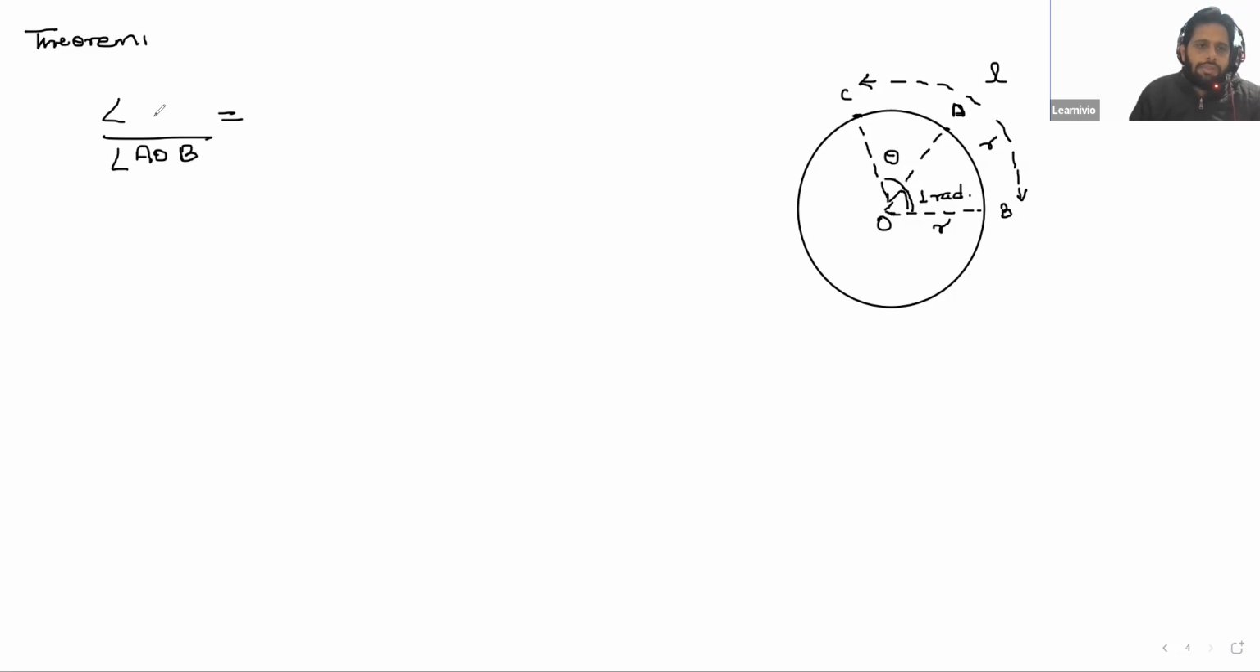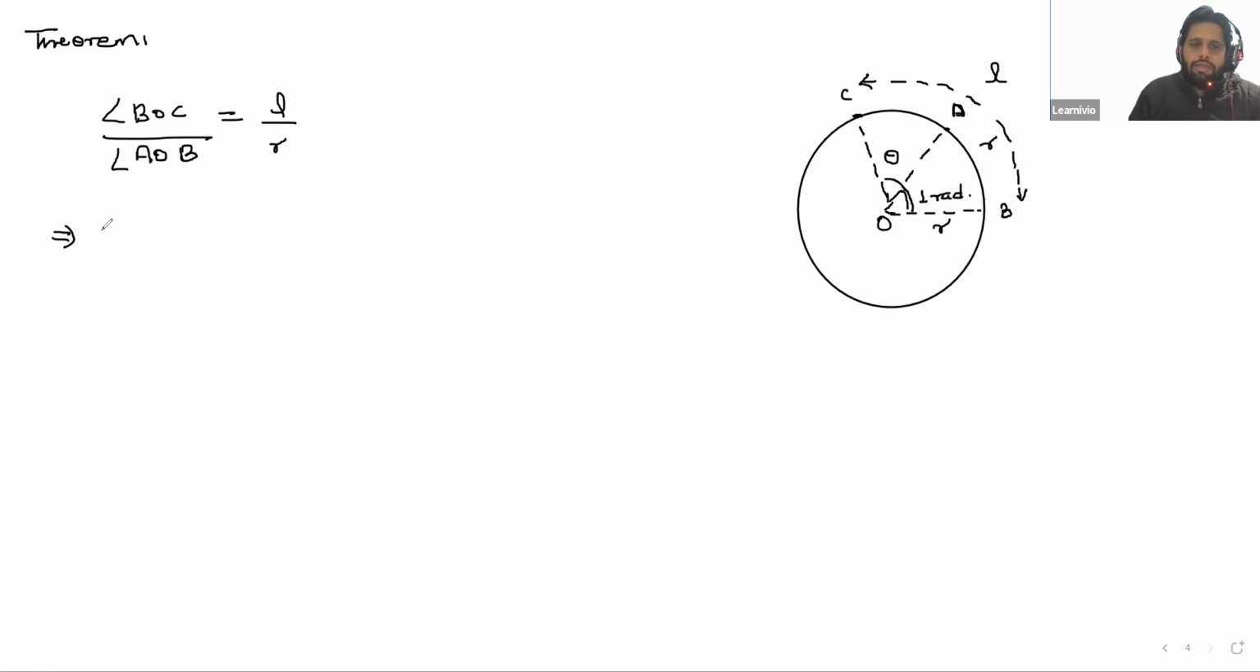This is BOC. Angle BOC depends on the length of arc L, and angle AOB depends on arc AB. So angle BOC by angle AOB is equal to L by R.